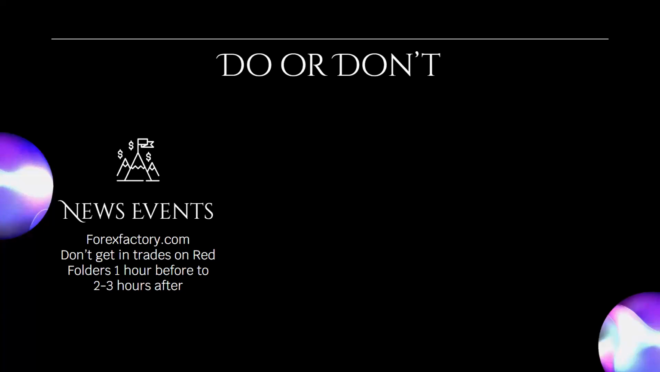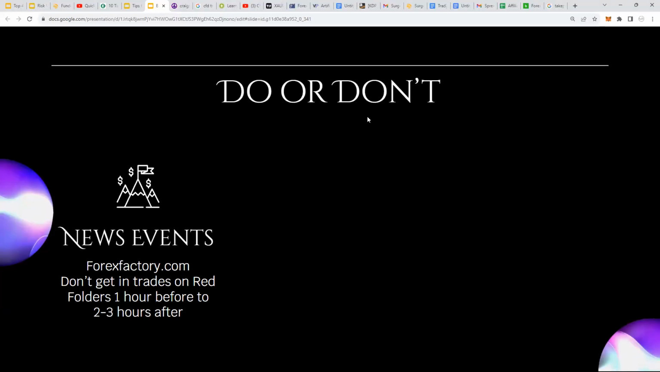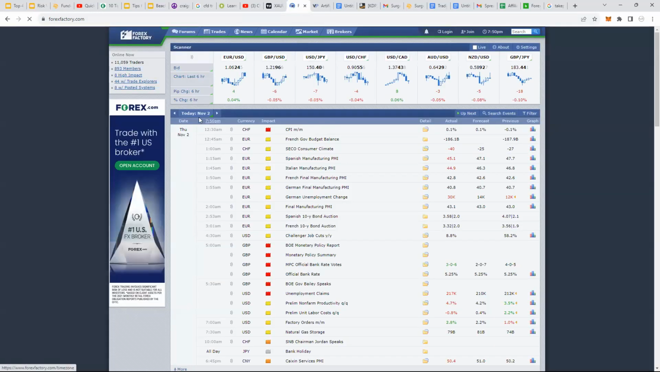Let's look at news events. To look at news events, I need to come out of here. Do not trade in times on red folders: 1 hour before they come out and 2 to 3 hours after they come out. Well, what does that mean, Beach Trader? Well, if we go to Forex Factory, we can see today's red folders.